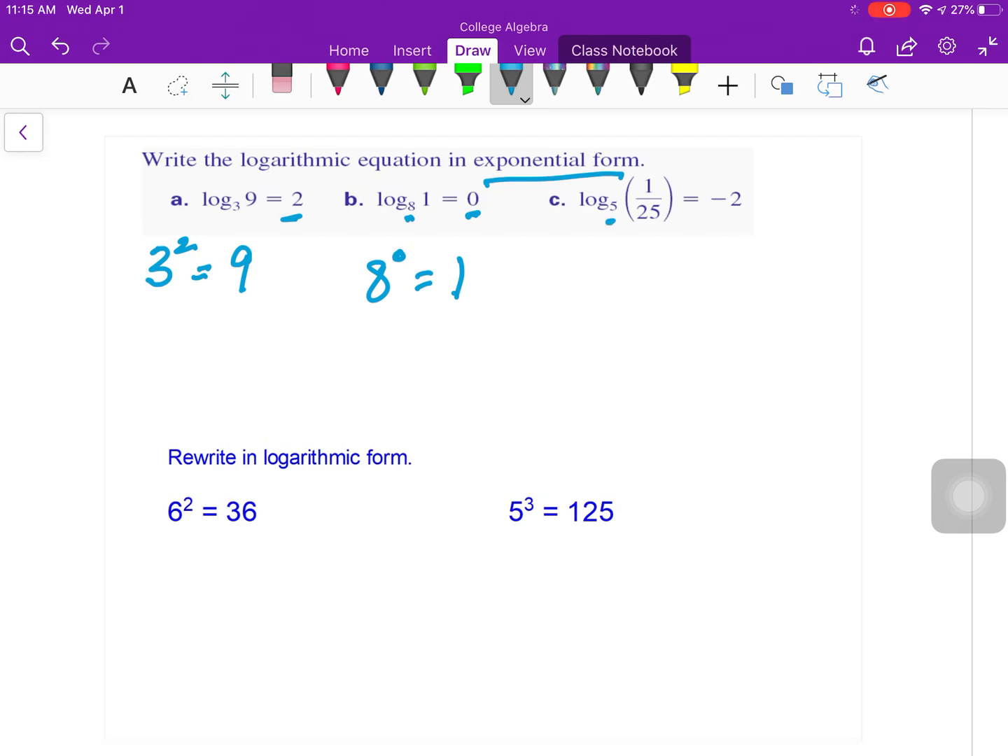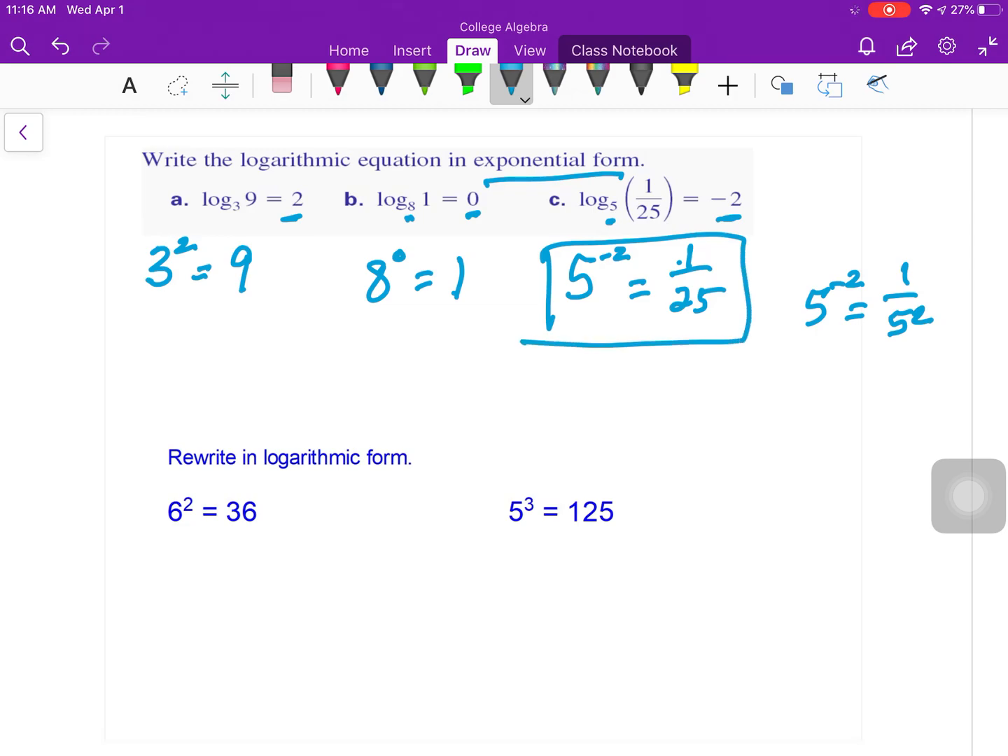And the last one, base is 5, exponent is -2, equals value of 1/25. 5 to the -2 equals 1/25. And yes, it does, because remember, 5 to the -2 means 1 over 5 squared, which is 1 over 25. So that is correct exponential form.